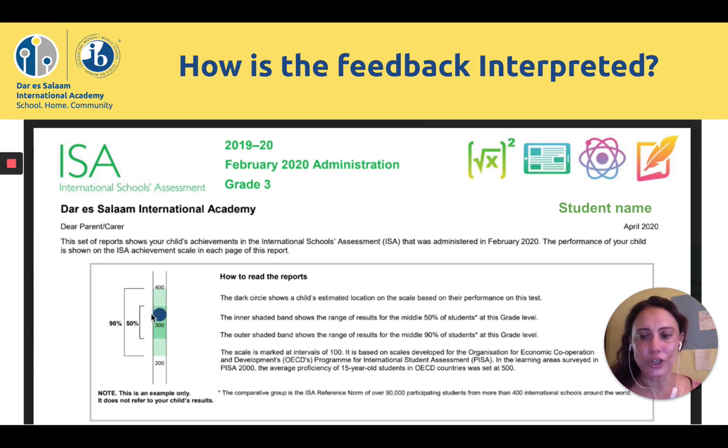So that's their location on a scale based on their performance for this test. The inner shaded green band shows the range of results for the middle 50% of students at that grade level, whereas the outer band shows the range of results from 90%, but still at that grade level. The scale is marked at intervals of 100, so you may see that a third grade student will be around the 300 area. A fourth grade student might be 400 and a fifth grade at 500.